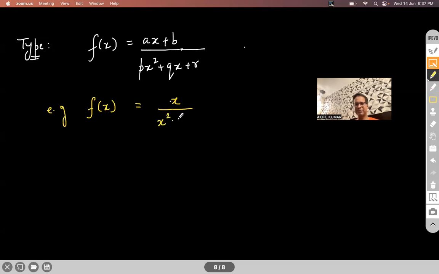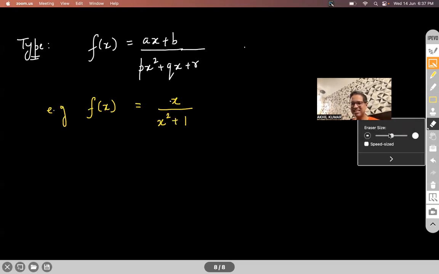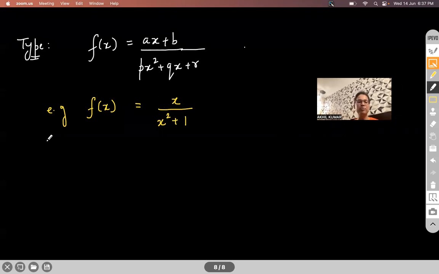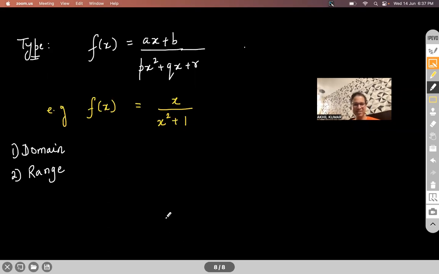Let's take this as an example. So this is a linear term, a very simple linear term I have taken because this is just an example to understand the idea, and a very simple quadratic also I have taken. Now let us find the domain and the range of this function. So first find the domain and range. Would you like to try, because the idea is more or less the same? Would you like to try, or do you want me to do it? You tell me. We will try. Okay, good. That's the spirit.